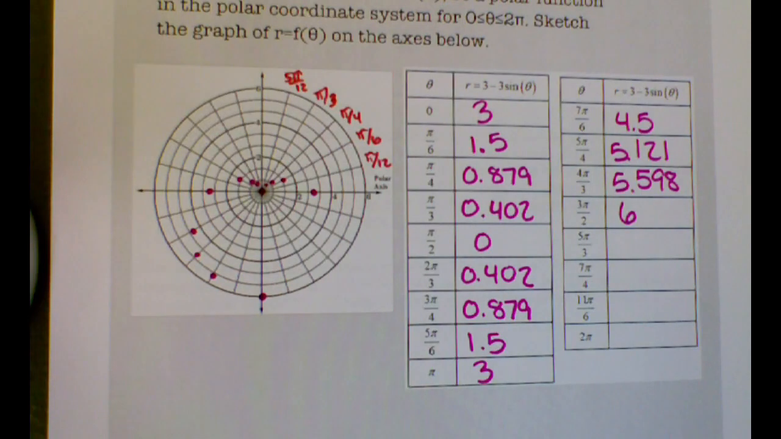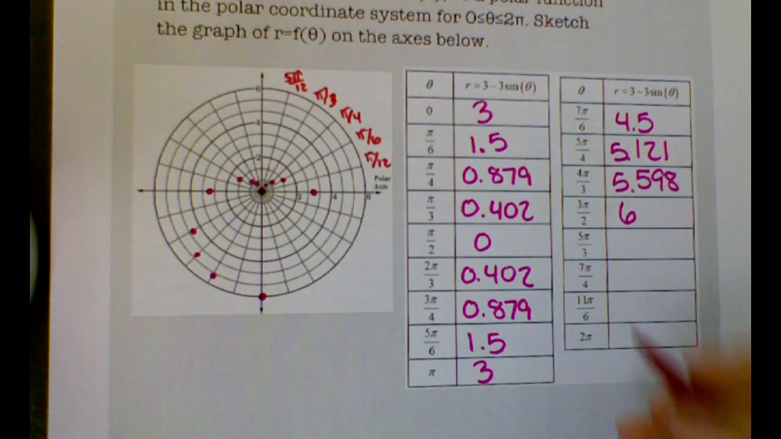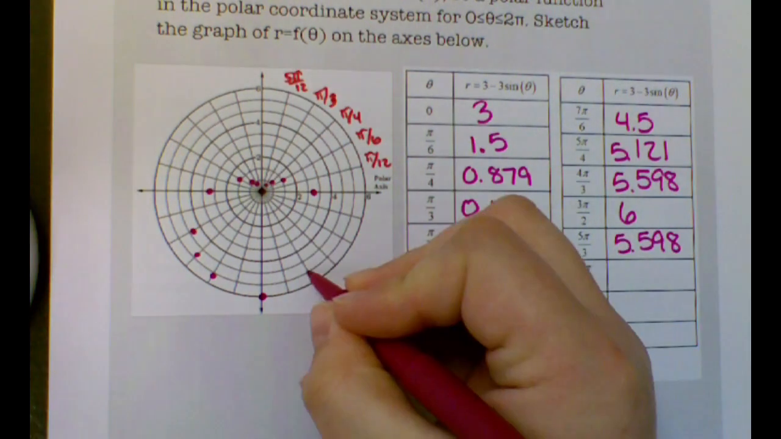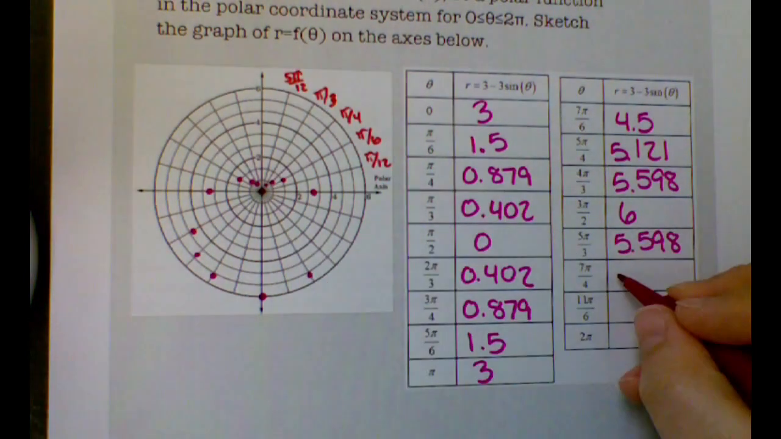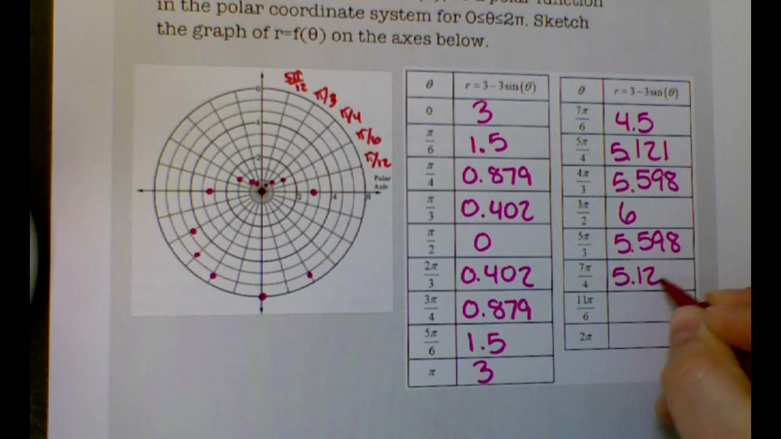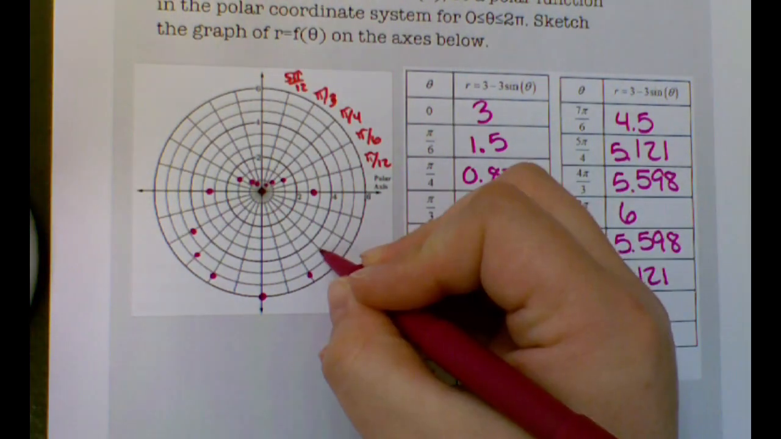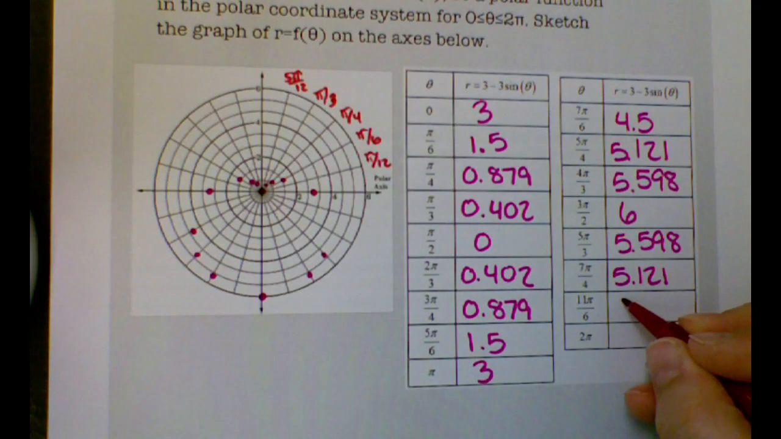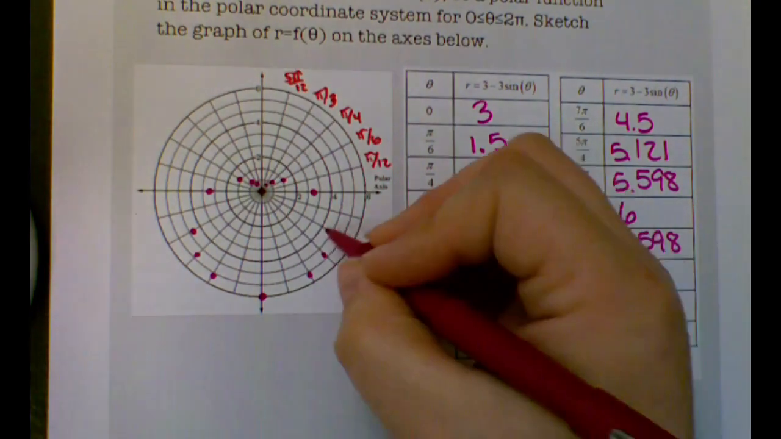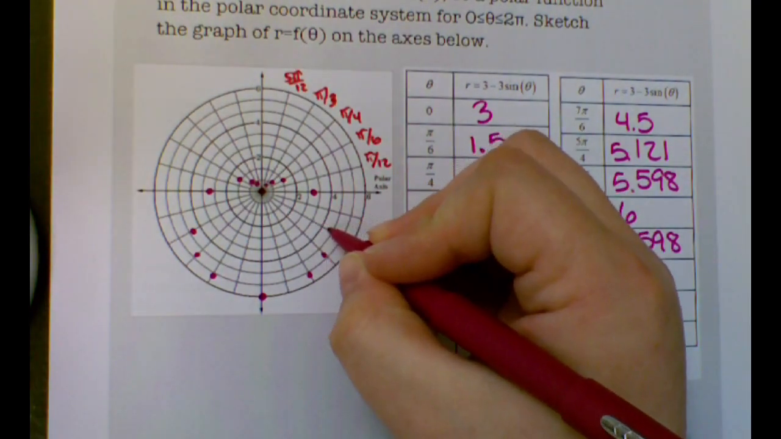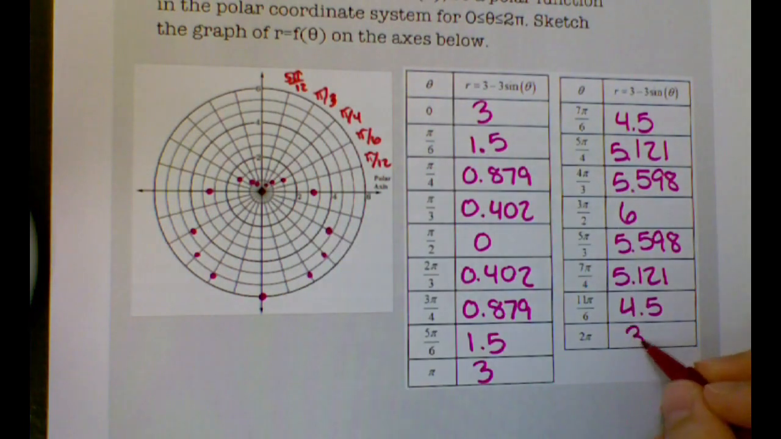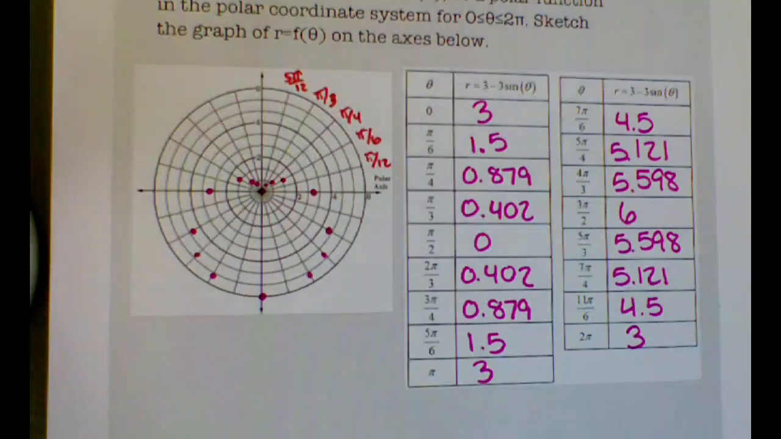And I keep plugging in. 5 pi over 3, I get 5.598. 7 pi over 4, I get 5.121. 11 pi over 6, I get 4.5 again. And at 2 pi, I get 3. I met up with that first point I drew.